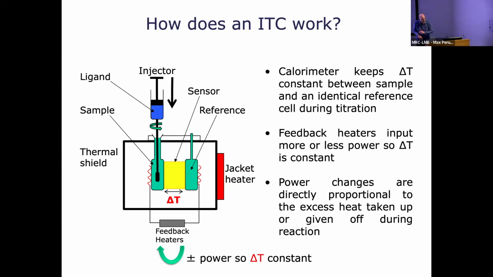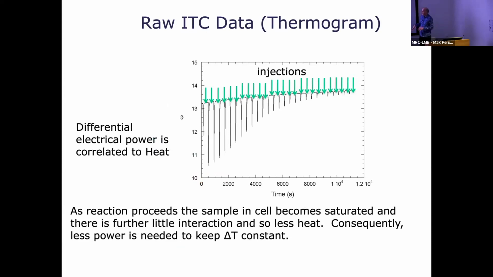So an experiment might look like this. You've got a lot of material in the cell, and you're going to inject, first of all, very, very small amounts, like 0.5 or 2 microliters, into the cell. And so you're getting a lot of heat. And then obviously as the material in the cell becomes saturated, you're getting less and less heat. So there's much less power that needs to be changed. In this case we can see that this is an exothermic reaction, and these dips here are a decrease in the power having to go in.